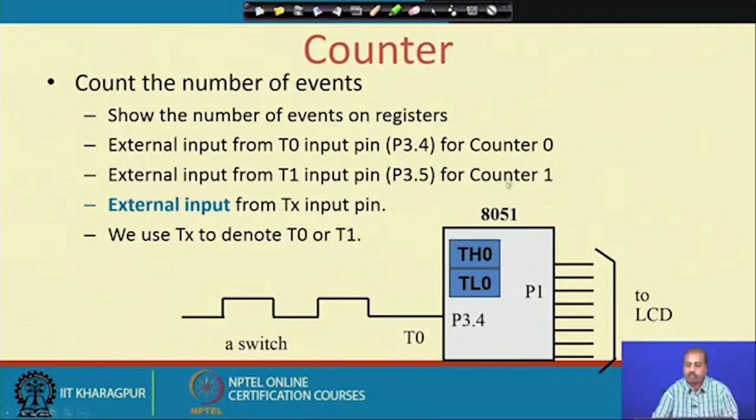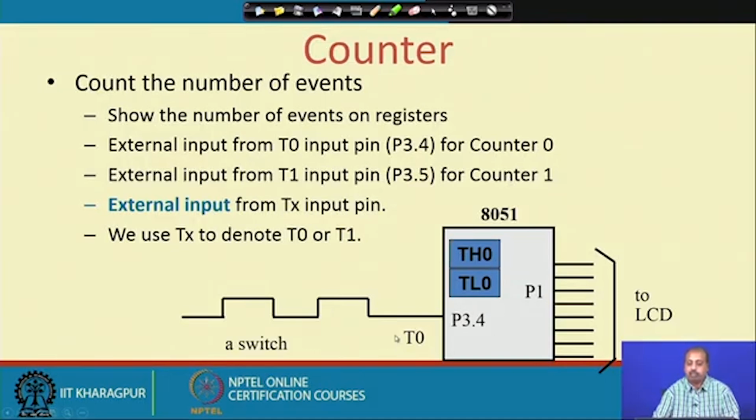Depending upon the size of these TH0 TL0 registers, the register will overflow after some time. After reaching the maximum value, it will come back to 0. At that time it will set a bit to denote that there is a timeout. So, this is the generic operation of the timer.